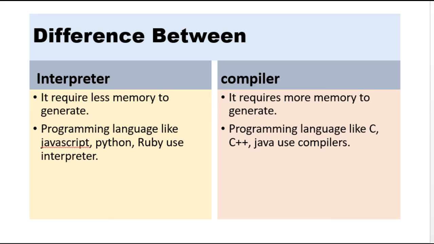Difference between interpreter and compiler: an interpreter requires less memory to generate. Programming languages like JavaScript, Python, Ruby use an interpreter. A compiler requires more memory to generate. Programming languages like C, C++, Java use compilers.